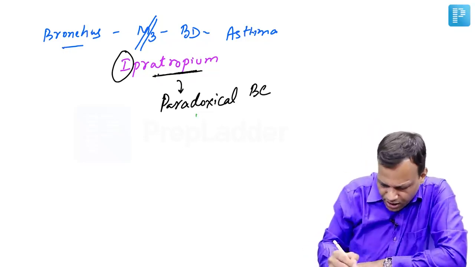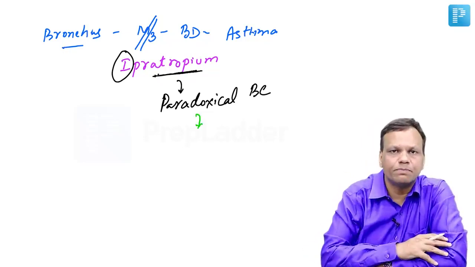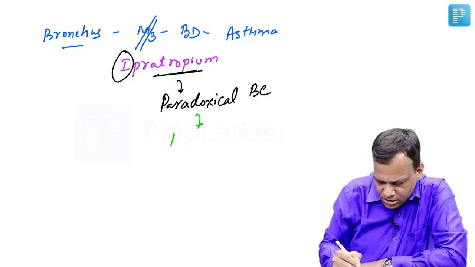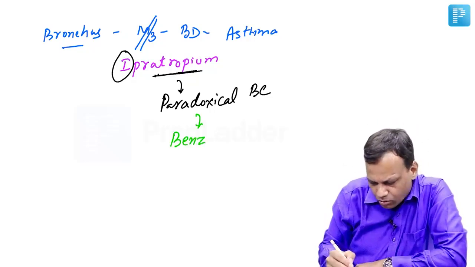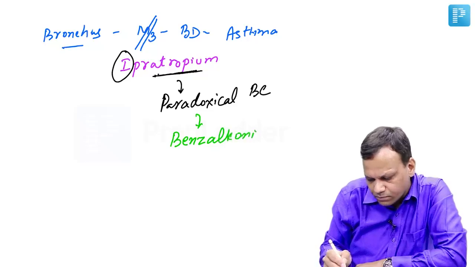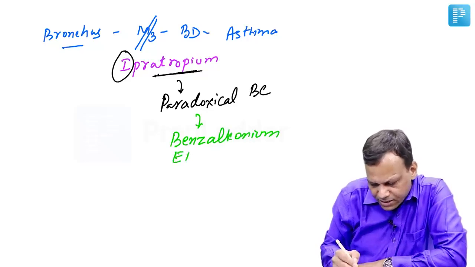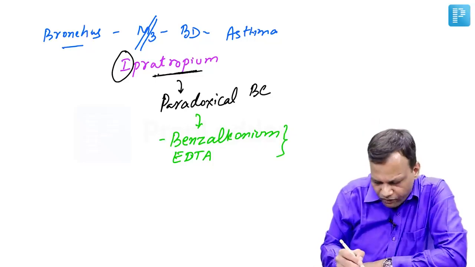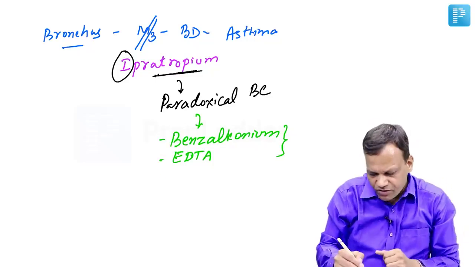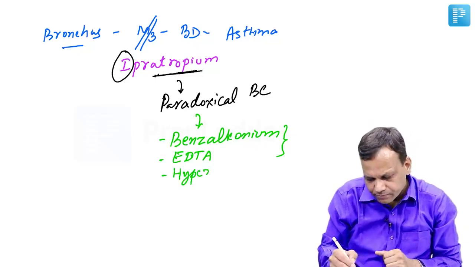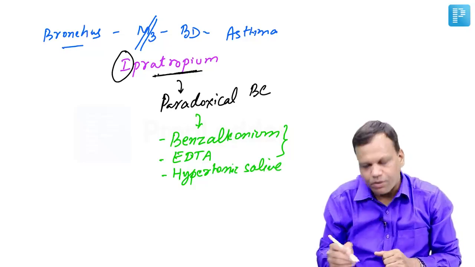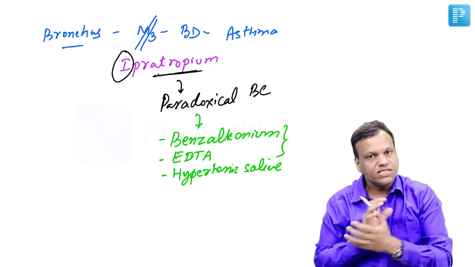To explain this, there may be impurities in the ipratropium which irritate the bronchus and can cause bronchoconstriction. These impurities may be benzalkonium, or it may be EDTA. Or while giving nebulization, if we use hypertonic saline, that can irritate the bronchus and lead to bronchoconstriction.